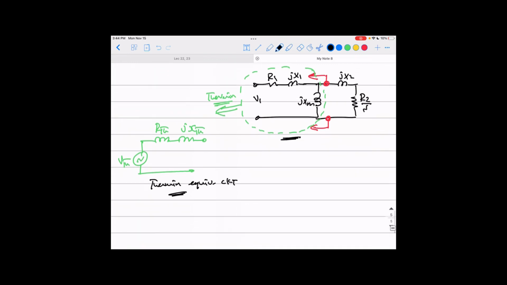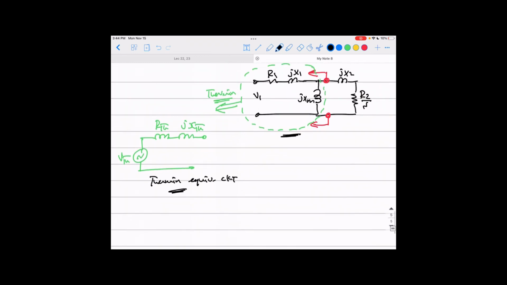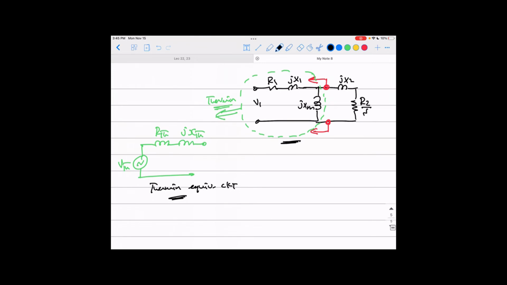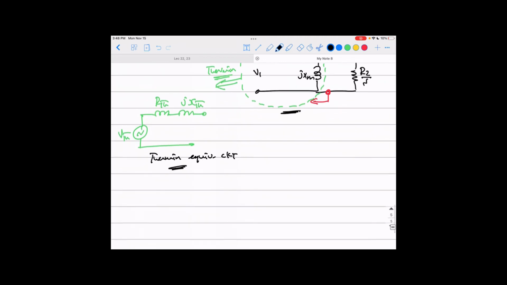How to do this? I'm going to refresh your memory quickly about how to calculate the Thevenin equivalent circuit. To find the Thevenin equivalent circuit, you need to find the Thevenin voltage, V Thevenin, and the impedance, R Thevenin plus JX Thevenin. How to find the Thevenin voltage?